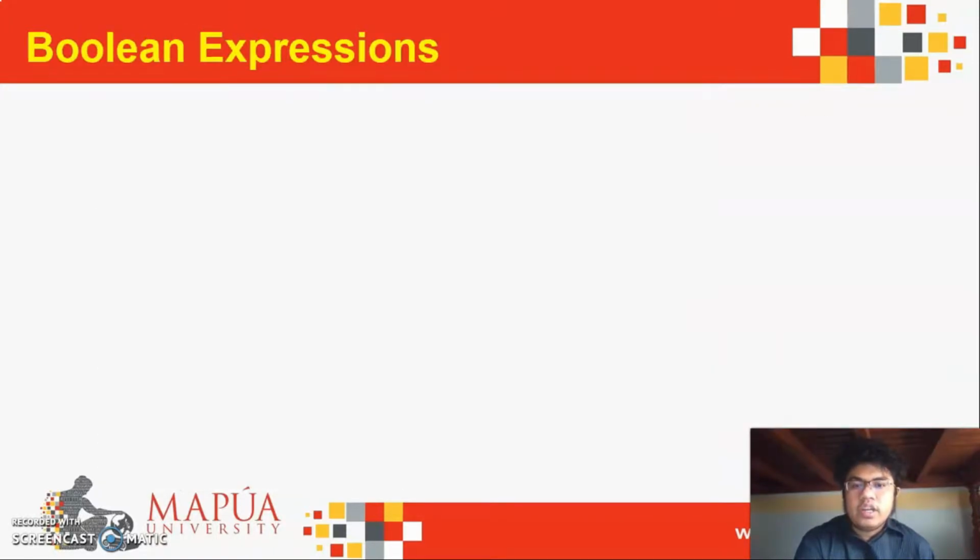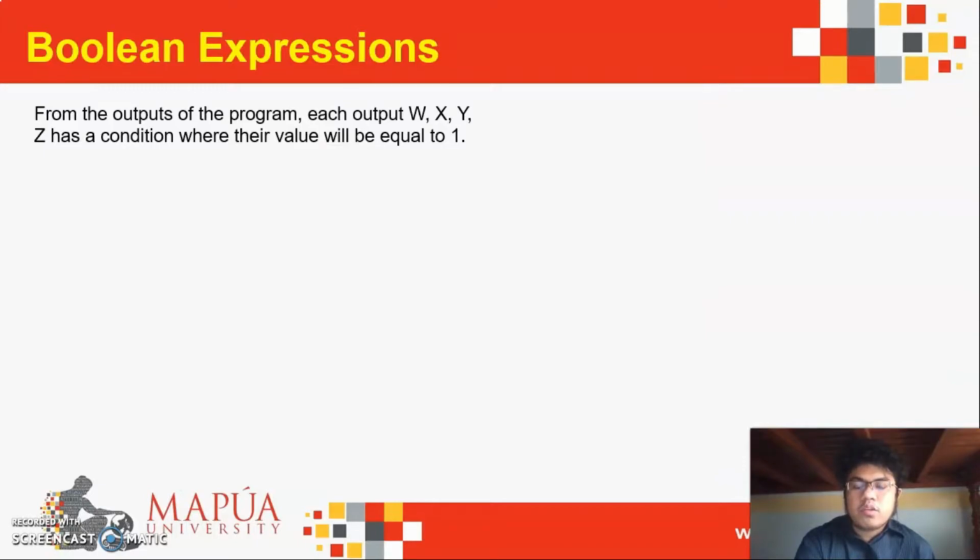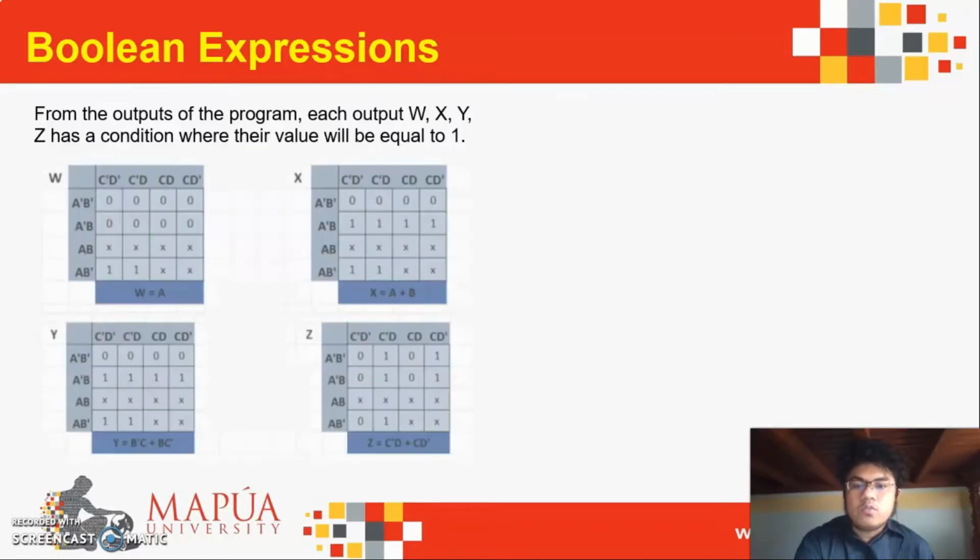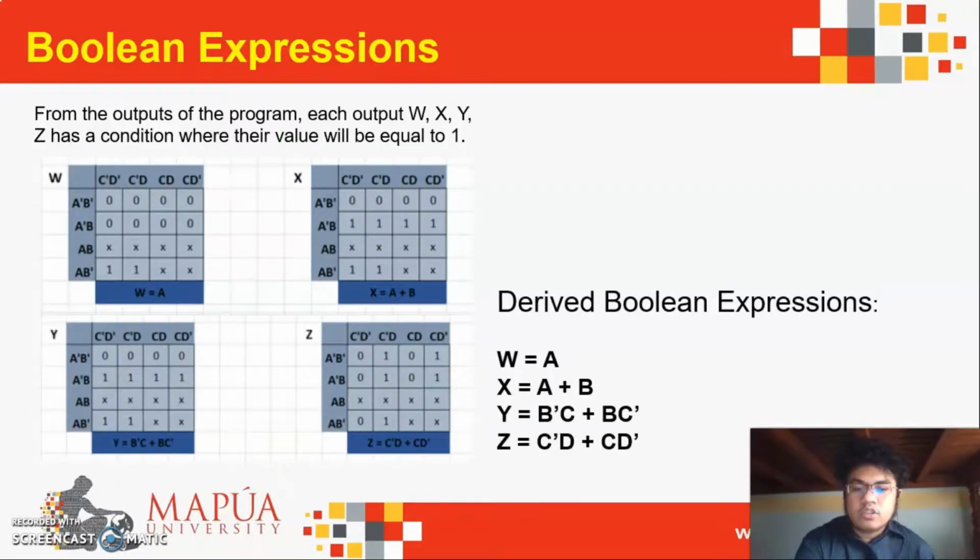We can now proceed to the Boolean expressions. From the outputs of the program, each output W, X, Y, Z has a condition where its value will be equal to 1. Applying the Karnaugh map from the logic circuits lecture, we can derive the Boolean expressions for each output. We have W equals A, X is equal to A OR B, Y is equal to complement of B AND C, OR B AND complement of C. And lastly, we have Z is equal to complement of C AND D, OR complement of D AND C.